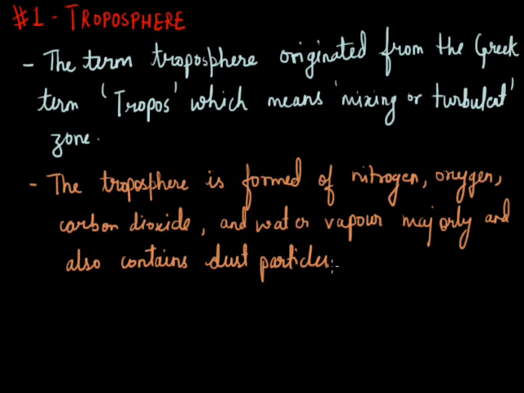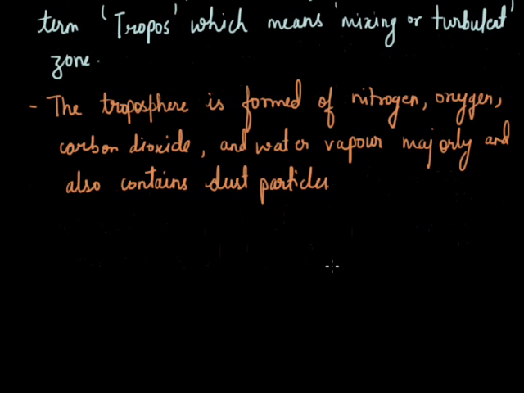This is also the only layer where the climatic activities occur. The formation of clouds, precipitation, thunderstorms, cyclones, anticyclones, all the climatic situations are found in this tropospheric zone only. Thus, this zone is also known as convective region.